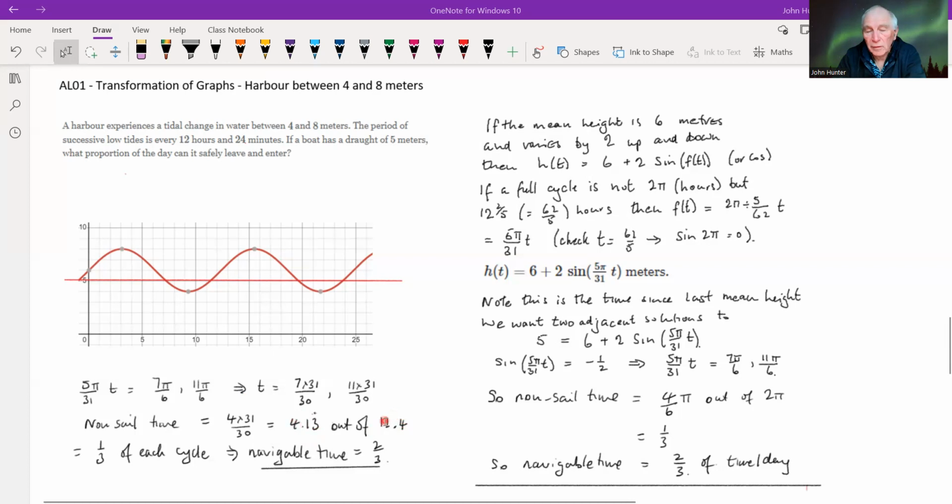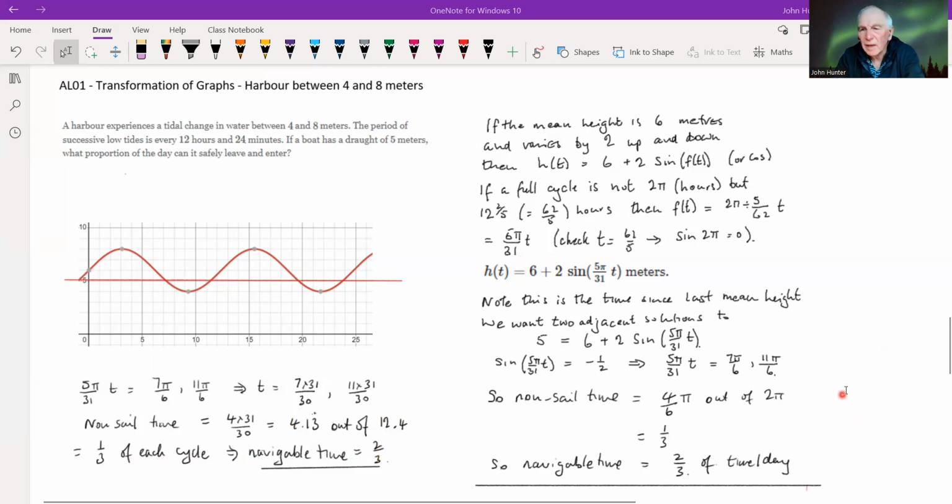So the proportion of time that the harbour is not navigable for this particular boat is 4.13 recurring divided by 12.4. That's the full cycle time. This is the non-navigable time. And this is 1/3. So that's 1/3 of each cycle, and that's the same for every cycle. So 1/3 of the time is non-navigable. Now it does actually say what proportion of the day, but of course that is the same thing. You might have to just have a think about that. But that's 1/3 of each cycle, and therefore the navigable time is 2/3. So we got the same answer that came out of this.